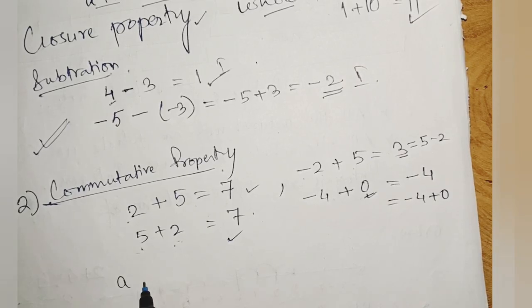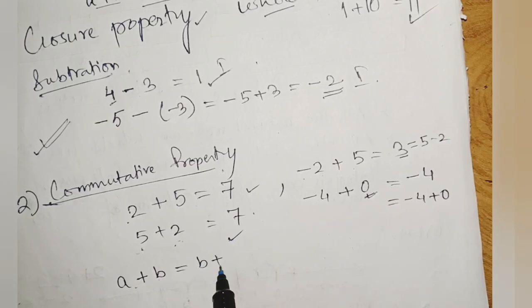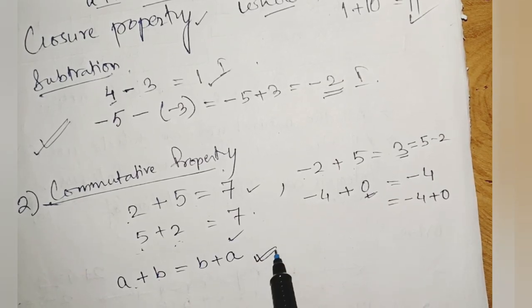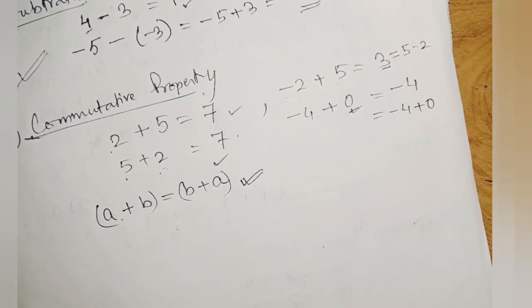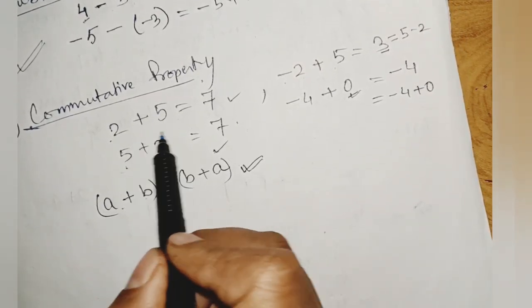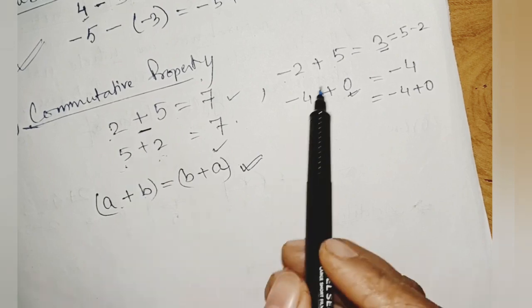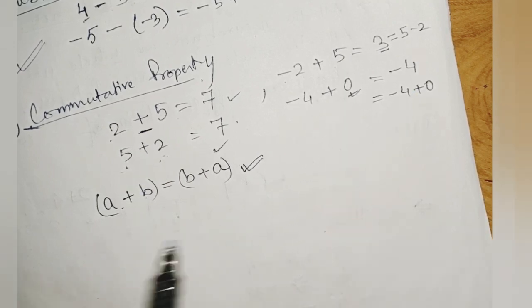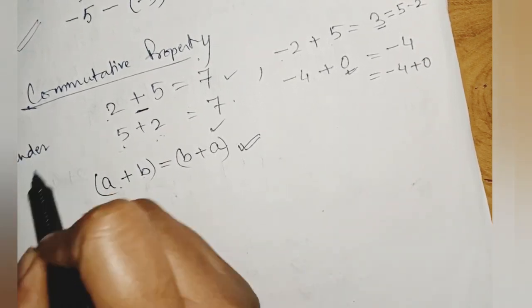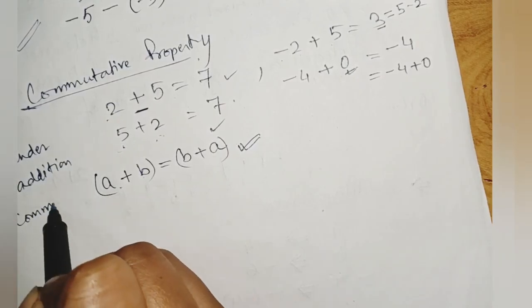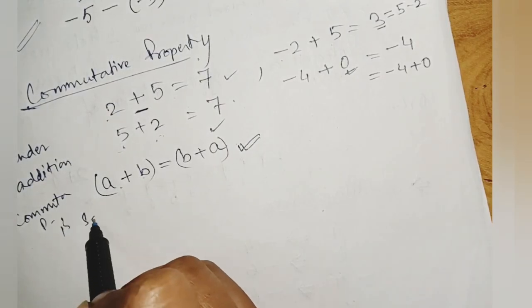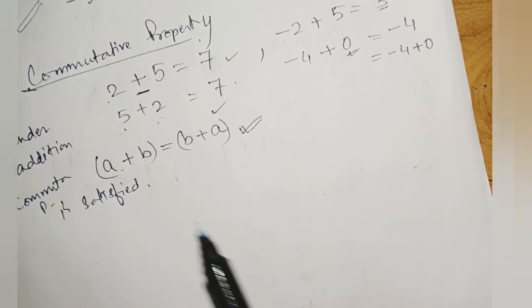That means for any integer a and any integer b, if we add, a plus b is equal to b plus a. So the commutative property is satisfied for integers, right? But here we are adding the numbers. What if we subtract? This is under addition. Under addition, the commutative property is satisfied.